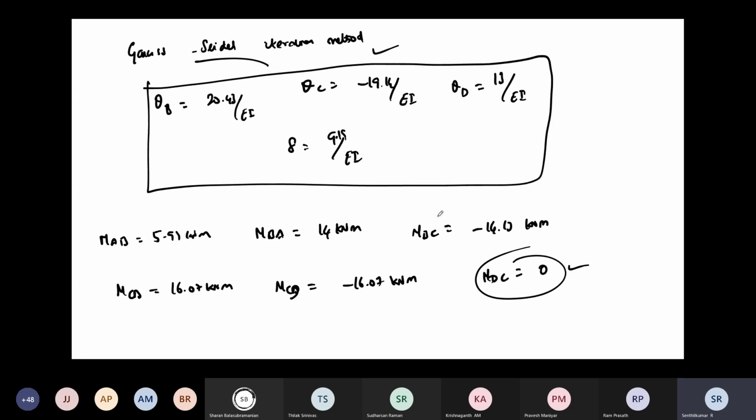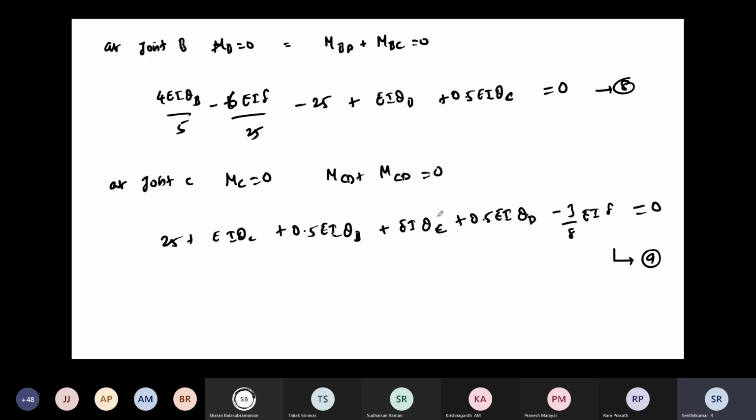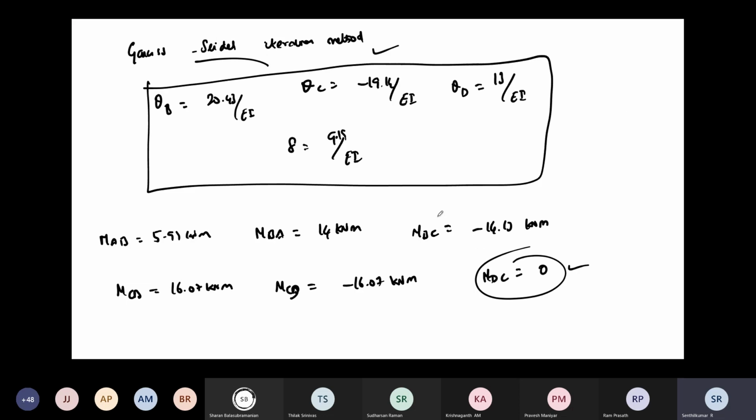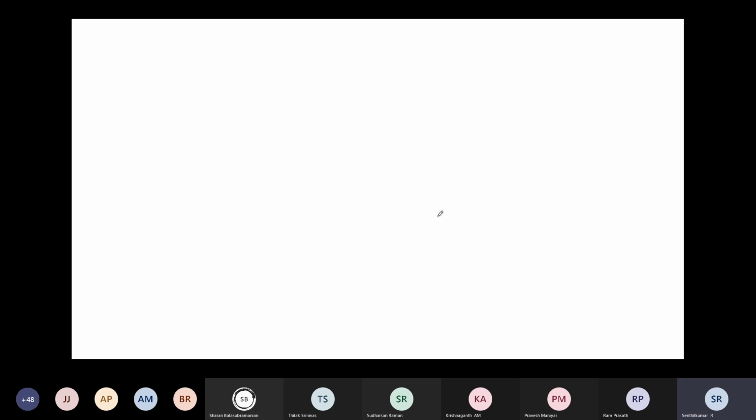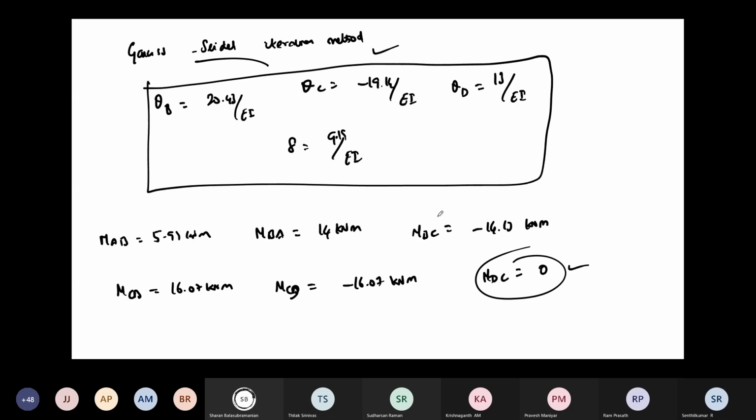So you just check the answers, and let me know on Tuesday's class whether you are getting them or not. And draw the bending moment and shear force diagram as usual. So this is one thing I wanted to discuss here. Any other questions in this problem? Any questions?